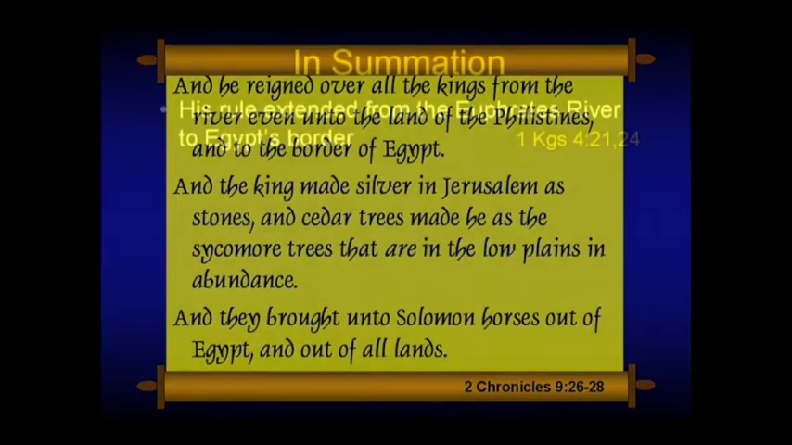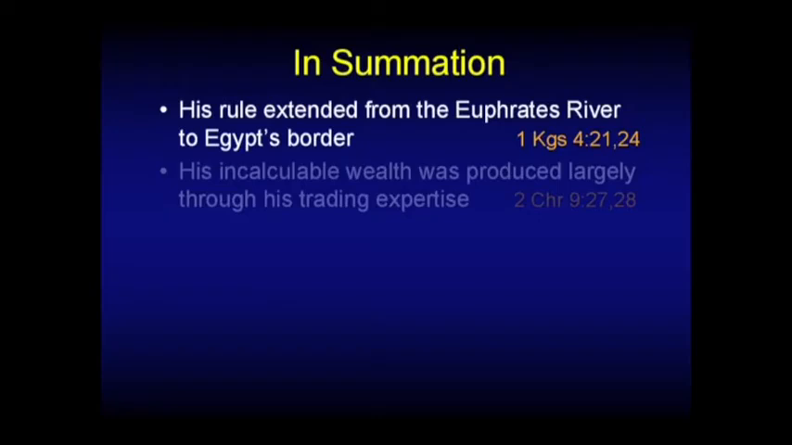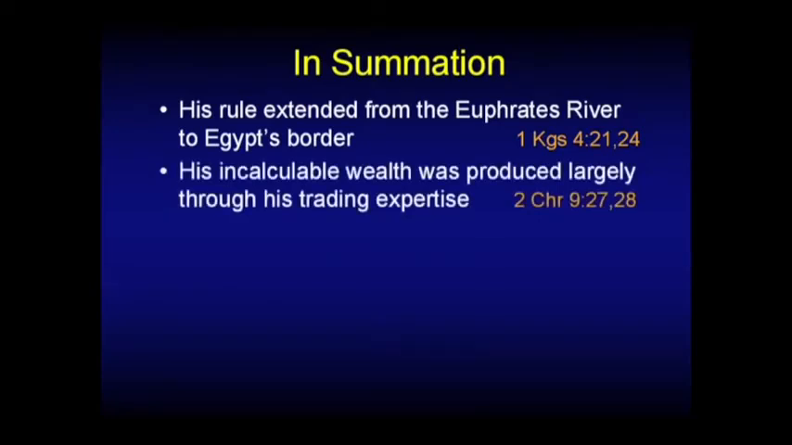Wow. Solomon's rule extended from the Euphrates River to Egypt's border, 1 Kings 4. He had incalculable wealth that was largely produced by his trading expertise. Yes, he had all these incredible gifts brought to him, but at the same time, his trade was very skillfully organized and produced wealth that is beyond imagining.